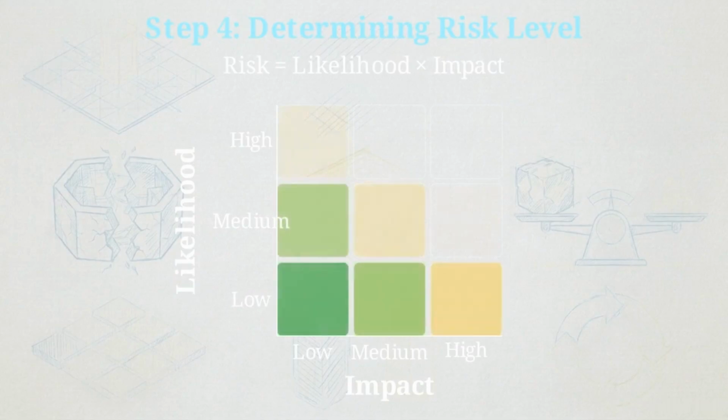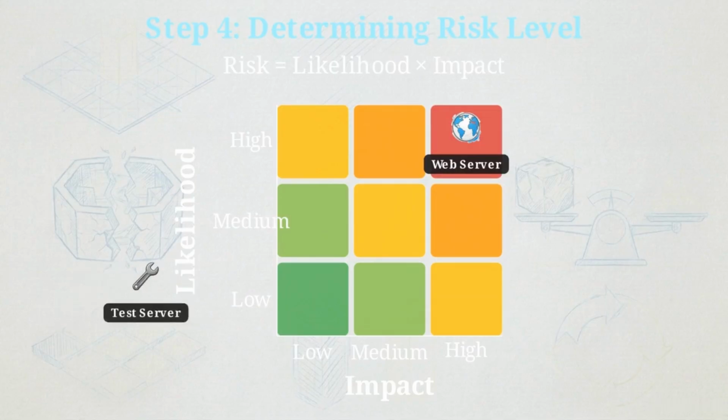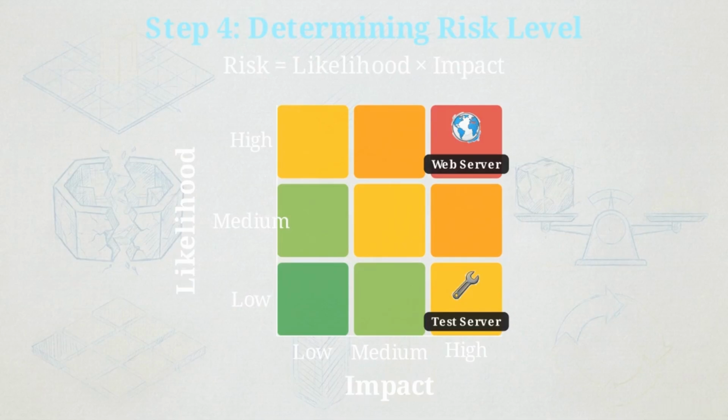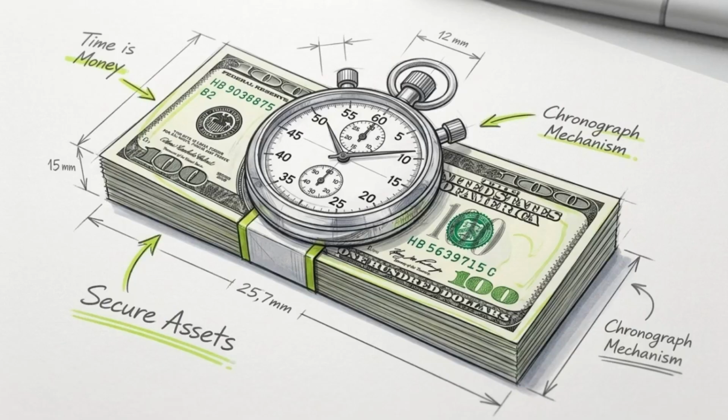In Step 4, we use a risk matrix to handle hundreds of these calculations simultaneously. The public web server lands in the top right red quadrant, marking it for immediate attention. The test server settles into a lower priority quadrant, reflecting its lower overall risk. The matrix converts these data points into a prioritized list, showing the architect which assets require immediate intervention. This is a necessary filter because organizations have finite budgets and limited engineering hours.